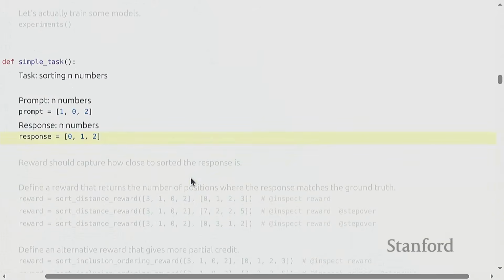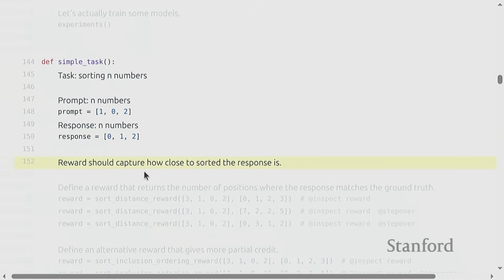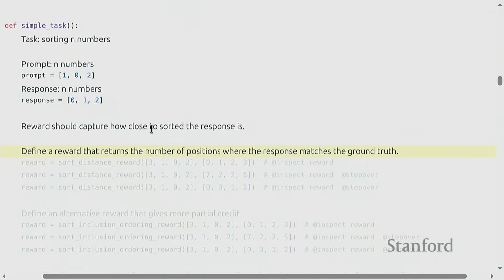Now you have to define a reward to complete the definition of the environment. The reward should capture how close to the sorted ground truth the response is. Immediately you see one of the interesting things in reinforcement learning: you can define a reward in different ways. For example, you can define a reward which is 1 if it's sorted and 0 otherwise, which is presumably what you care about, but you're going to remember the sparse reward problem. If you start out with a policy that doesn't do anything, you're mostly going to get 0 reward, and you're not going to make much progress.